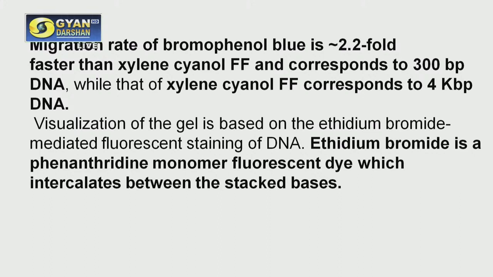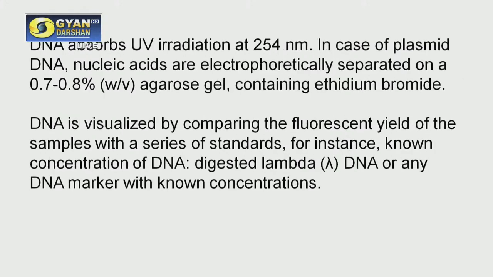And even if the bromophenol blue is in the middle of the gel, you will be able to track the 500 base pair DNA. So in that way, you can decide. And finally, when the gel run is over, I already told that you need to stain the gel because you need to stain the DNA, and for that you have to use ethidium bromide, which is a phenanthridine monomer fluorescent dye which intercalates between the stacked bases. And you have to observe the DNA under UV transilluminator.